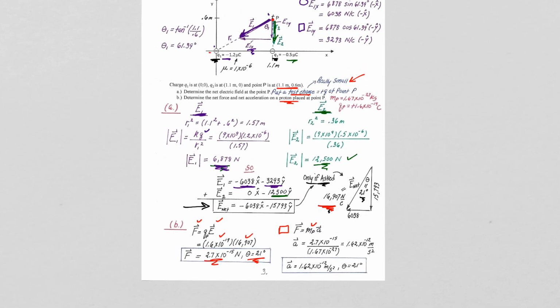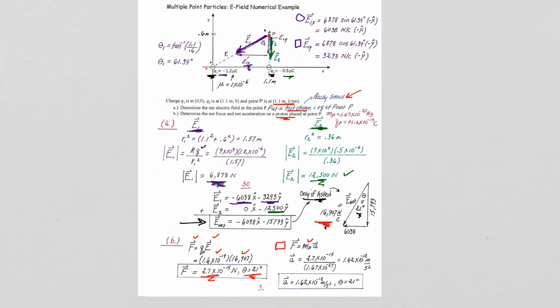F equals ma never goes away. If we know the mass of the proton, we can calculate the acceleration of the proton once we have our force. So my hope is that with everything we have done in physics to this point, this looks pretty familiar to us, both in terms of our force calculations and our vector additions, and that after a little bit of practice, we will be able to solve these problems readily.